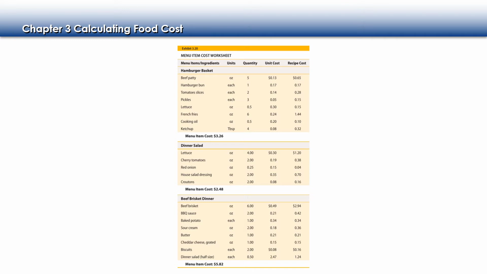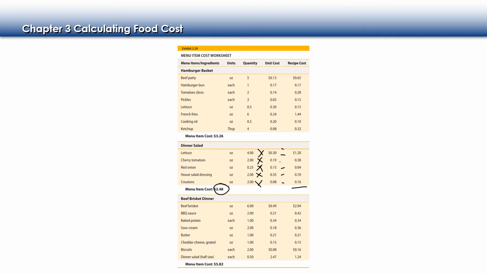Now you'll notice, let's look at this lettuce. We have 4 ounces and our unit cost is 30 cents per ounce. So if we multiply 4 ounces times 30 cents per ounce, we get $1.20. So the same thing here, we multiply across how much we need, the unit cost, and that gives us our totals. We're going to add all those up together and get $2.48.